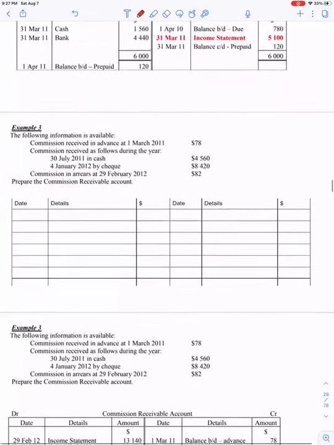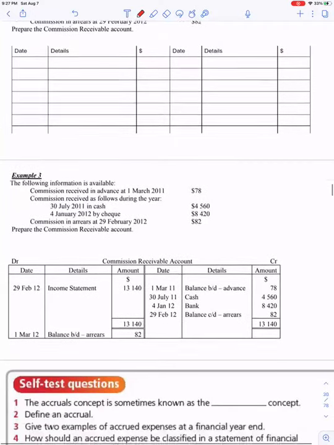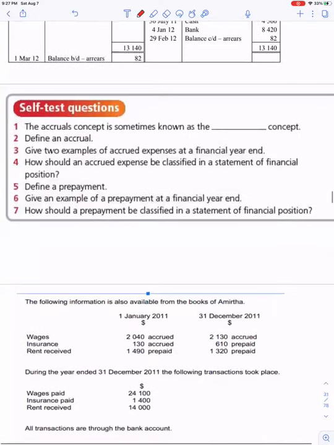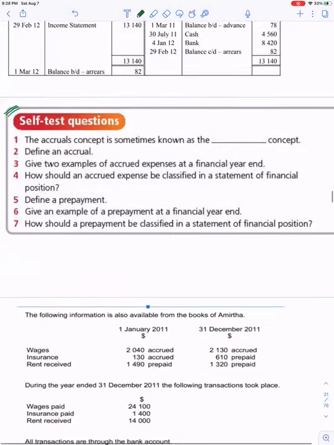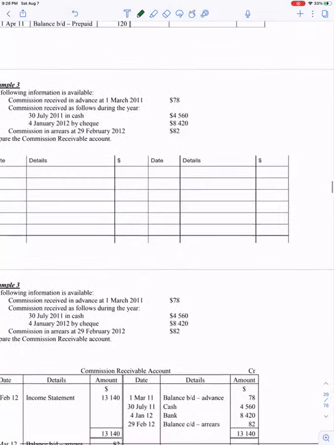Okay, am I clear? Okay, this is a self-test question. Kids, you all can do this yourself. Try to find the answers for this. We would discuss about this in our next class.